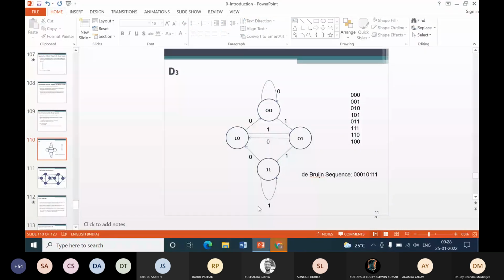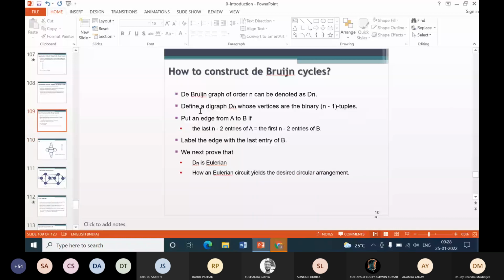Now that is how we create the graph. Then we have to prove that Dn is Eulerian, and that if I create an Euler circuit of this graph, it will indeed give me the circular arrangement which we are interested in.